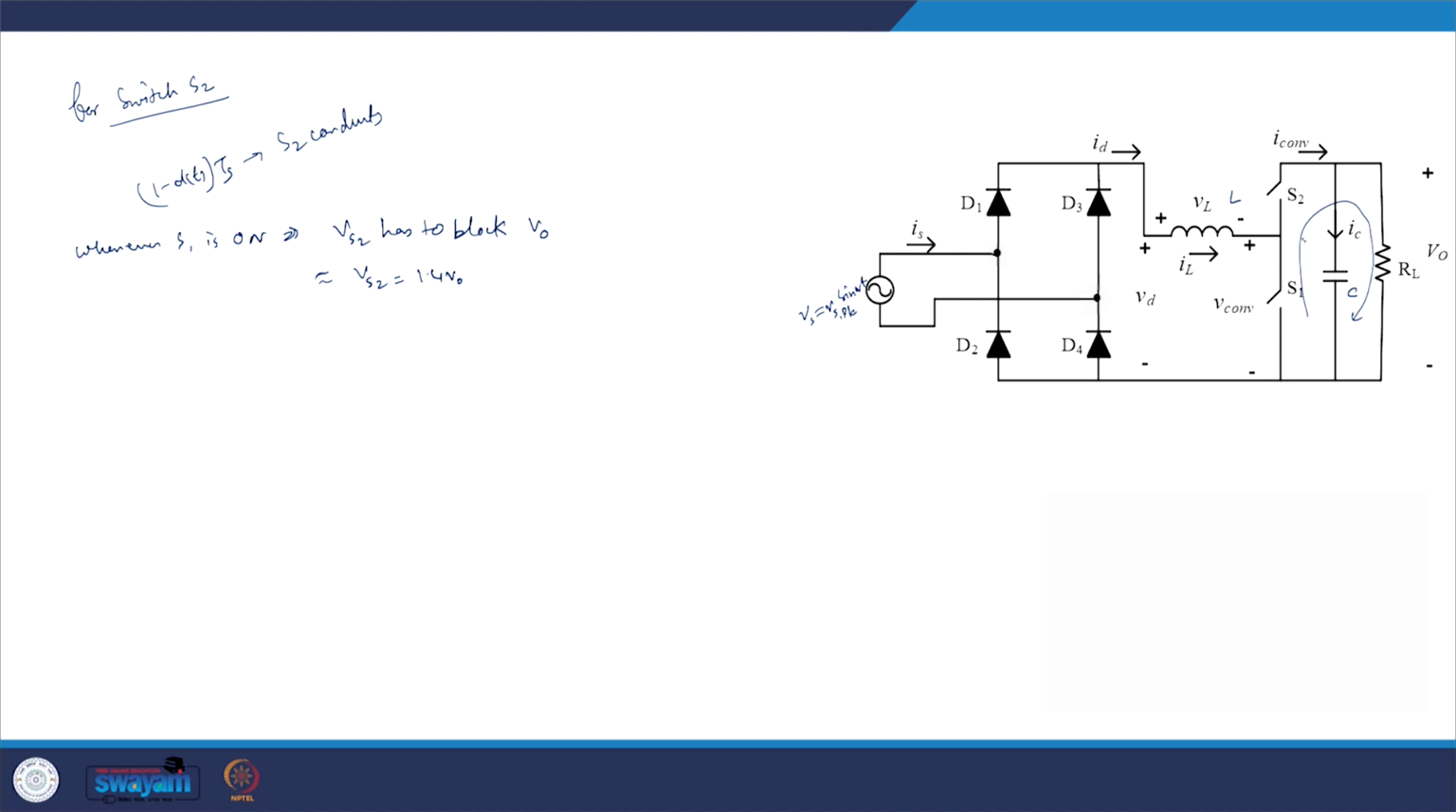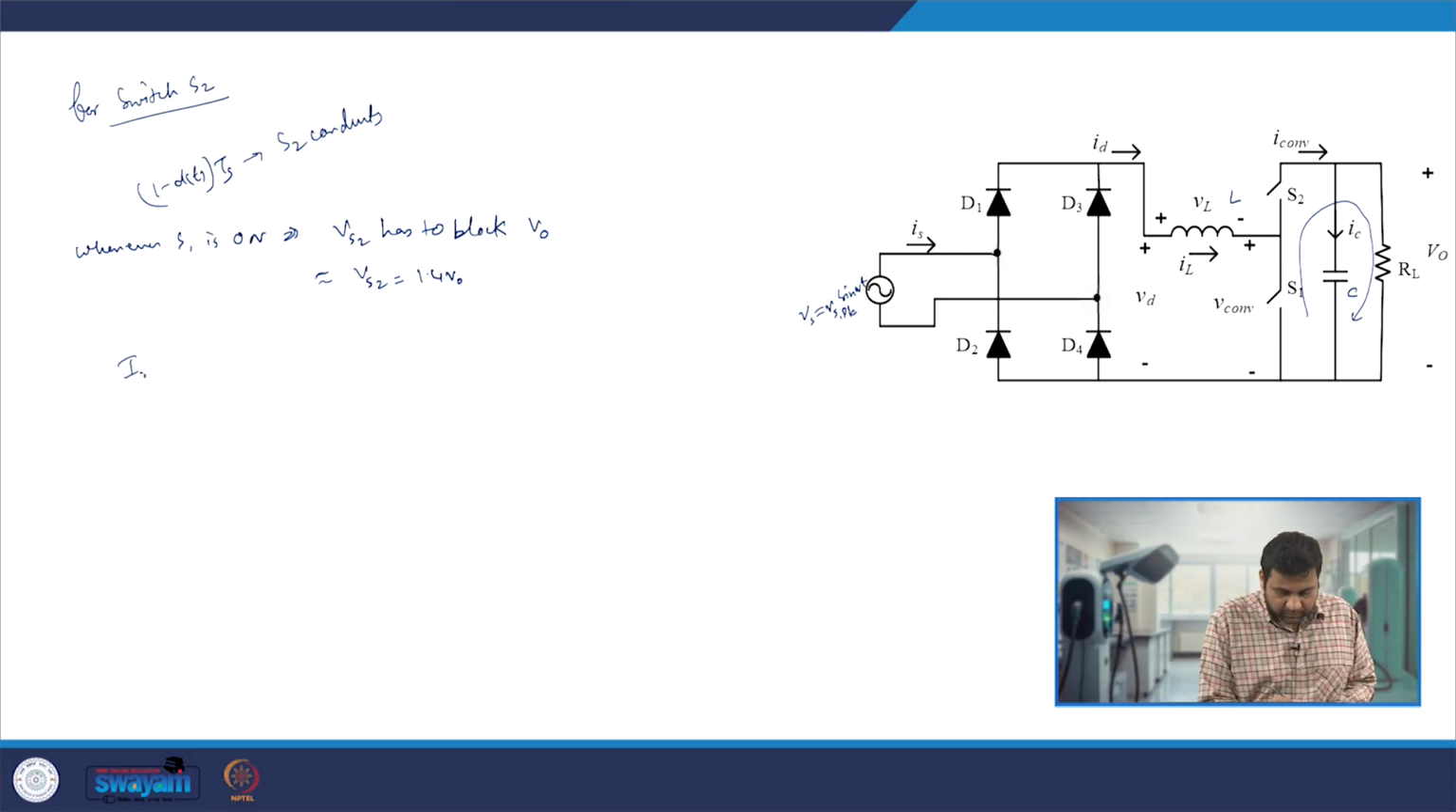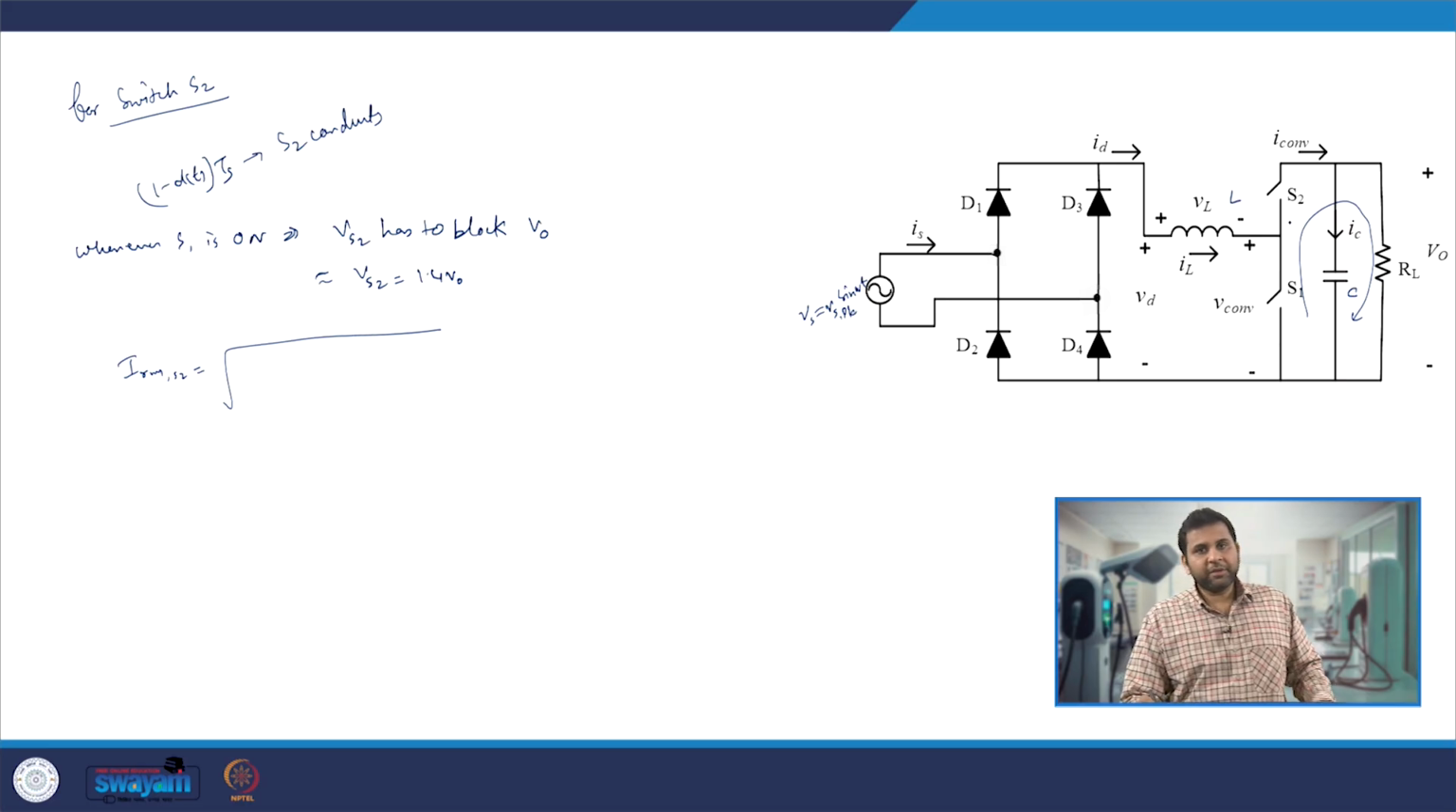And let us also calculate the RMS current flowing through S2 in the same manner as we calculated for the S1 switch. So let us calculate IRMS for the S2 switch. Again, the current flowing through the S2 switch will repeat itself after T by 2 period.